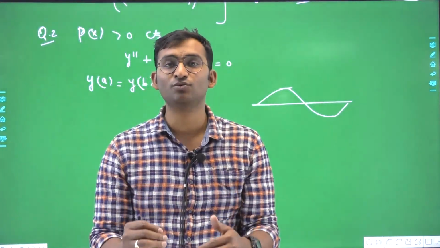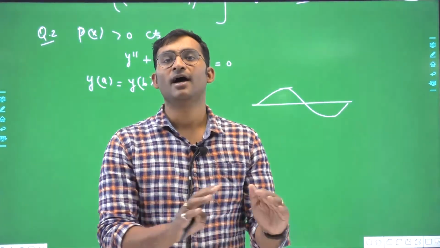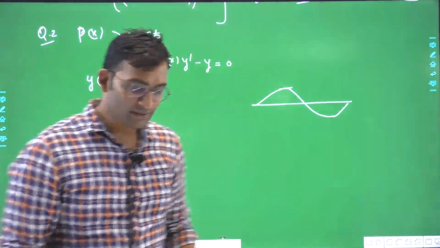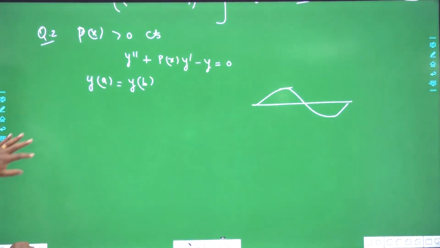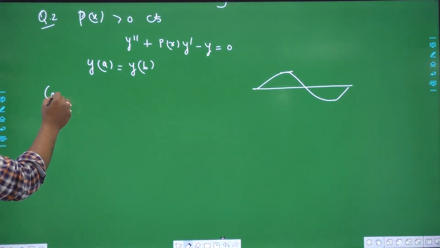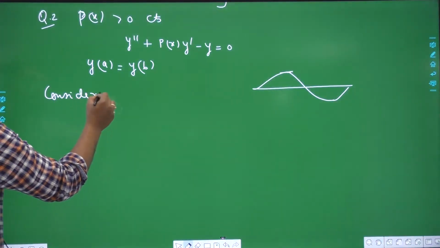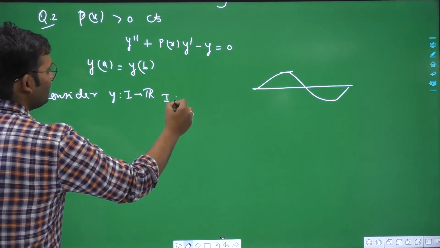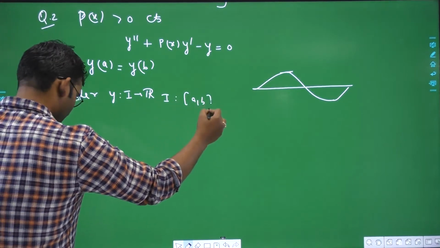So let me assume that it has a positive maxima or a negative minima. This is how I'll start. So consider y to be defined from interval I to R, where I is given by a comma b.